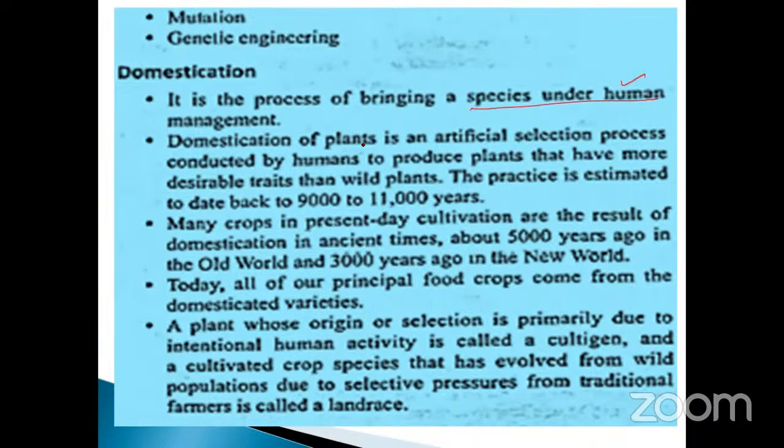The domestication of the plant is an artificial selection process conducted by humans to produce plants that have more desirable traits than wild plants. The practice is estimated to date back to 9,000 to 11,000 years. How many years have they been practicing each and everything? So, for example, take any one of the plants, take rice, for example. Is that the normal one?